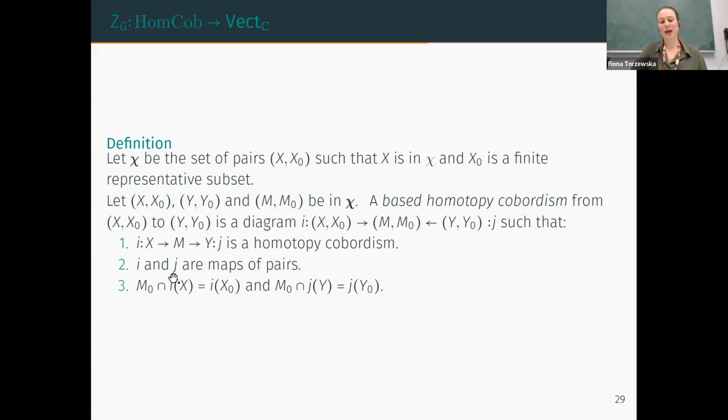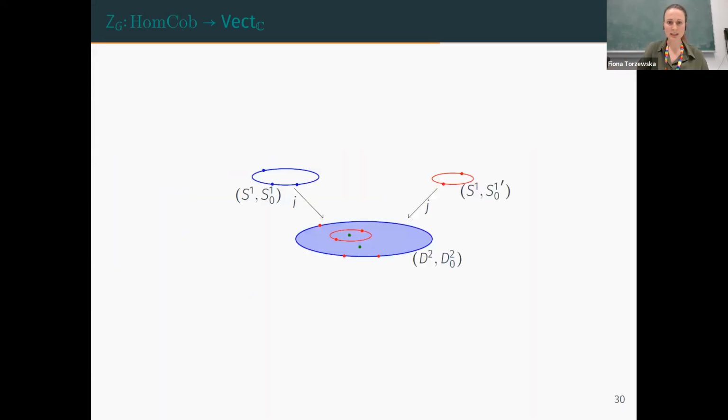I and J are maps of pairs. What I mean by that is X0 has image in M0 and Y0 has image in M0. And then I also have this condition that M0 intersect the image of X must be exactly the image of X0, and similarly for Y. So I'm going to give an example on the next slide.